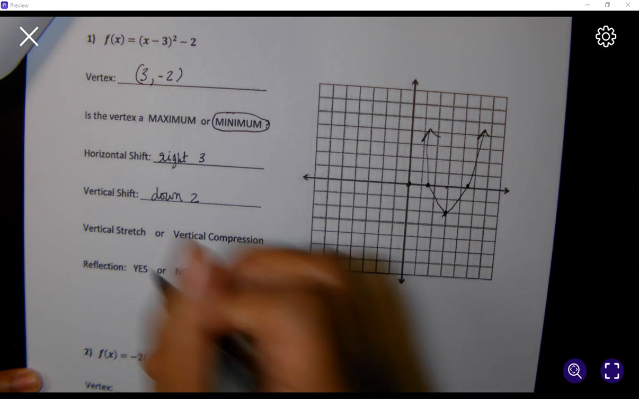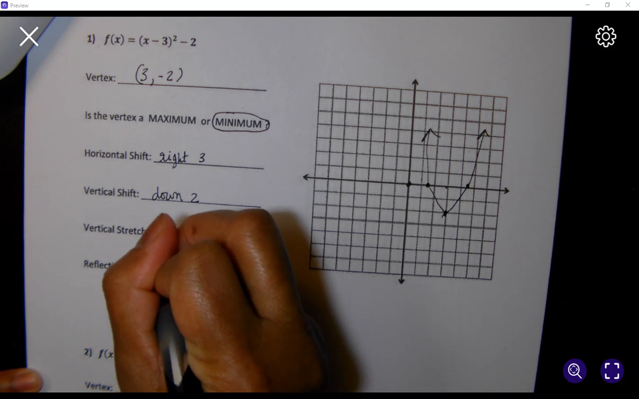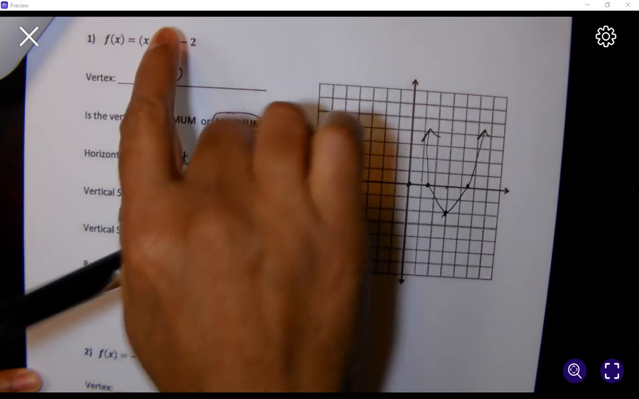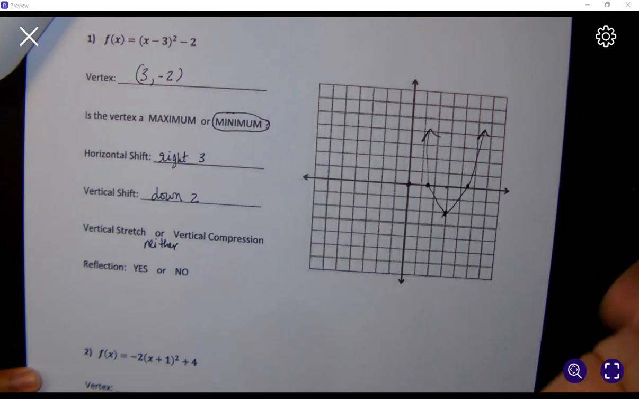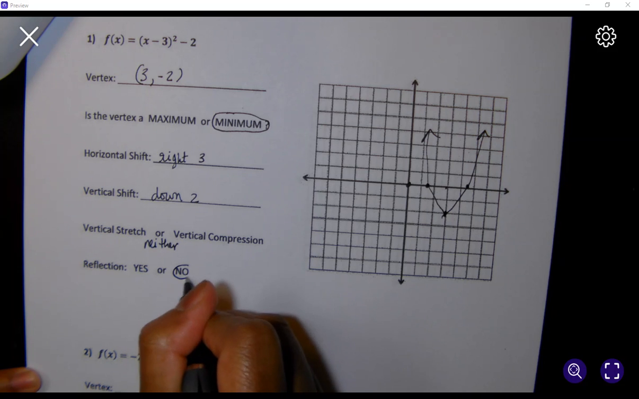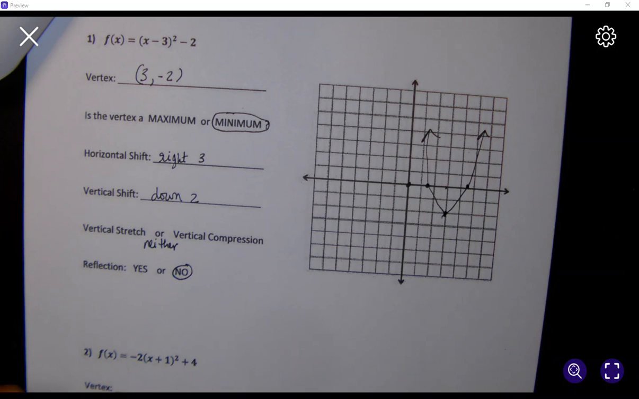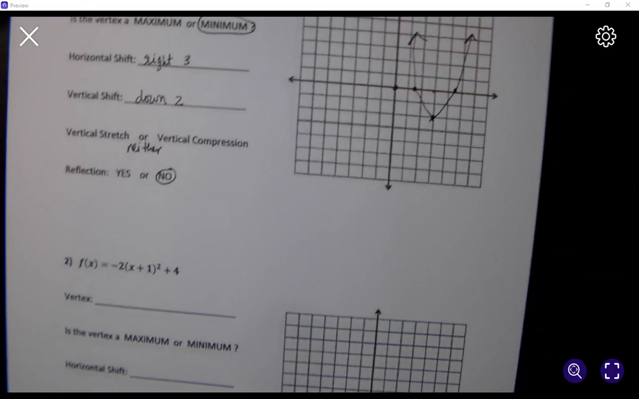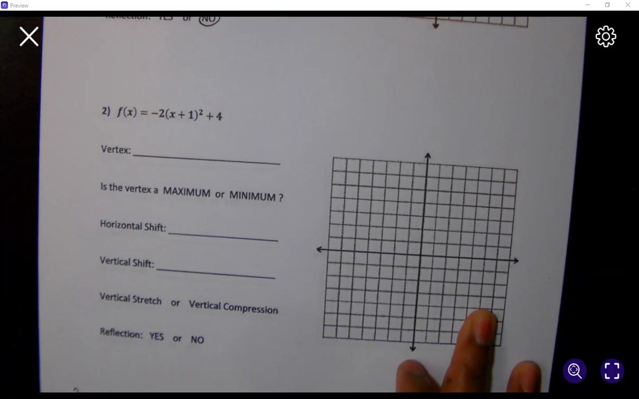And this is neither a vertical stretch nor a compression because it doesn't have a number in the front here, and it's not a reflection because it's not going upside down. So it'll be a reflection only if it's a negative function.